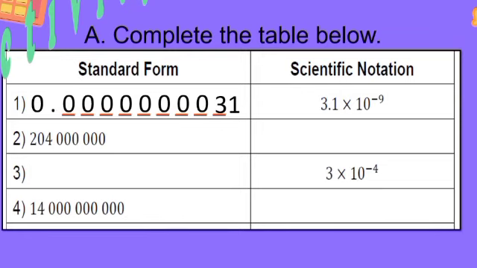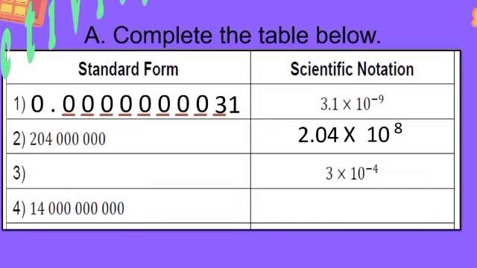How about next? 204 million. So, to express this in scientific notation, ayan, kukunin natin ang kanyang significant digits. So, dito ang significant digits ay 204. So, ibig sabihin, kukunin natin ay 2.04. Ayan. So, 2.04 times 10. Again, bibilangin natin yung movement ng decimal. 1, 2, 3, 4, 5, 6, 7, 8. So, ibig sabihin, raised to the 8th power.